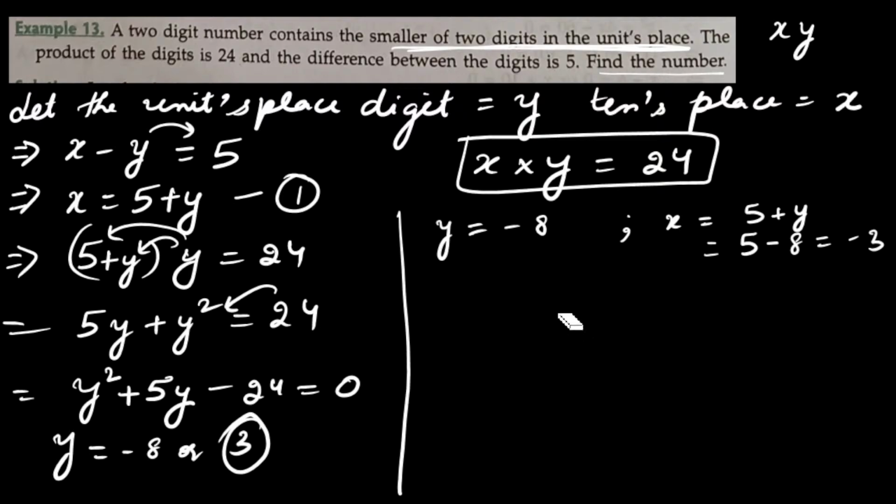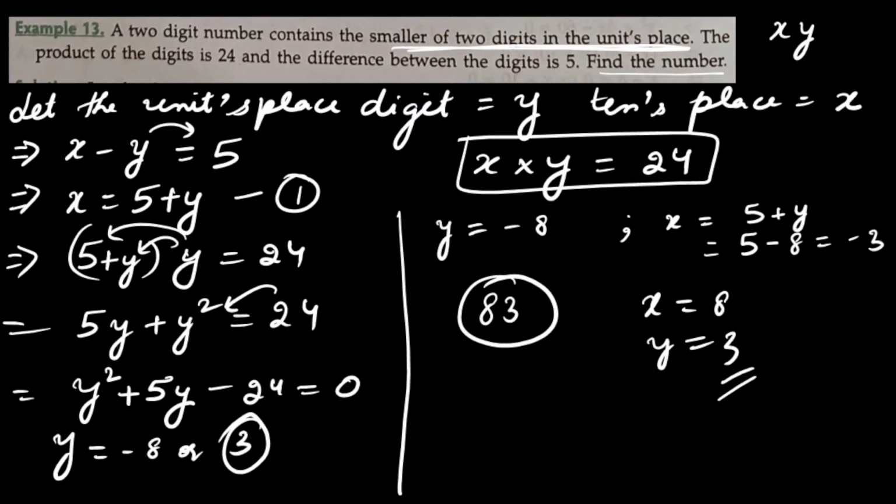A negative number here we cannot write. It's clearly mentioned that the unit place digit is the smaller digit here. So the required number will be 83 only, where x is equal to 8 and y is equal to 3. This is the required number, 83.